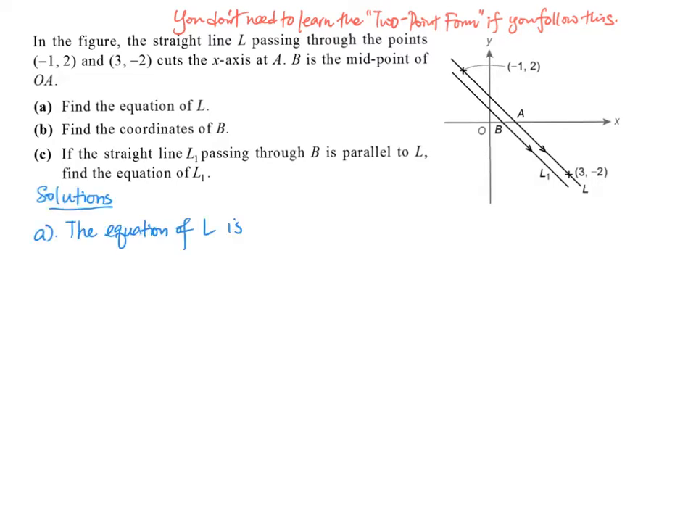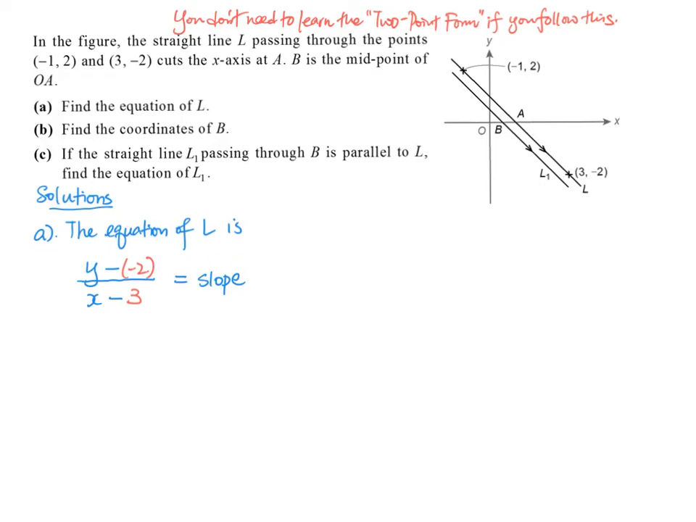So if you still remember the equation of a straight line, we could write it like this: y minus something over x minus something, which equals the slope. This number and this number are the coordinates of a point that lies on L. So I could use -1 and 2 here, or I could also use 3 and -2 here. Okay, it doesn't really matter.